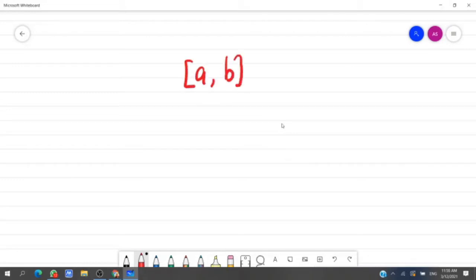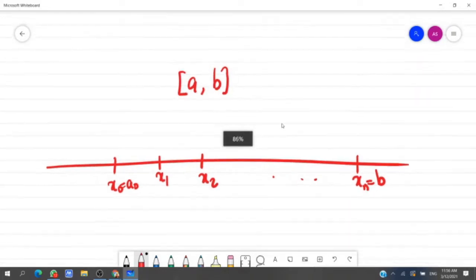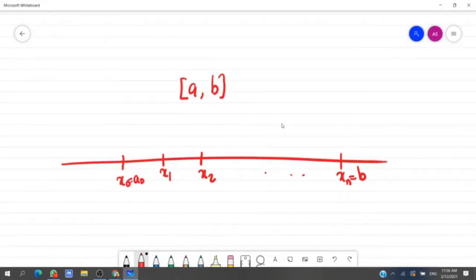The closed interval [a, b] is divided into subintervals, and this ordered set of points x0, x1, x2, etc., xn equal to b defines a partition of the closed interval [a, b]. It divides the interval into subintervals [x0, x1], [x1, x2], etc., [xn minus 1, xn].